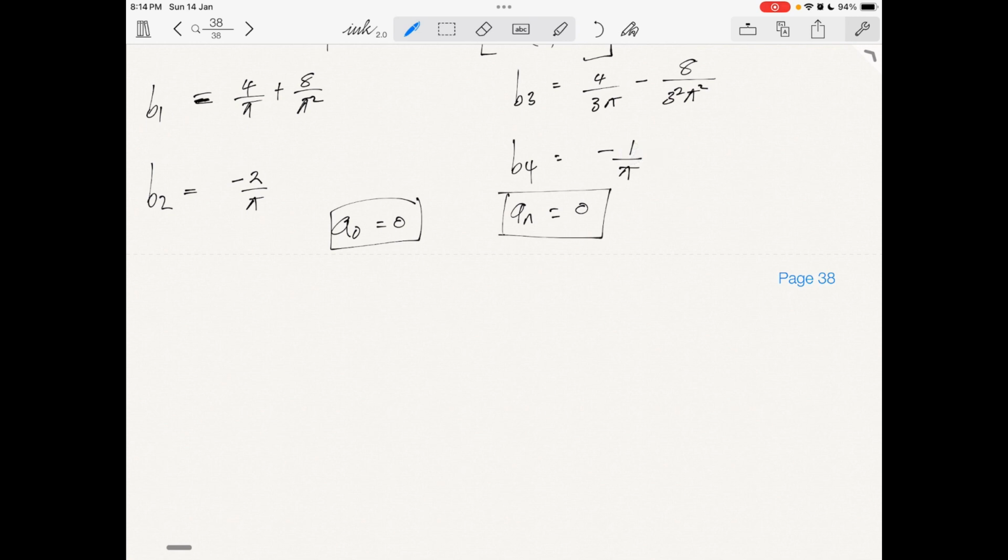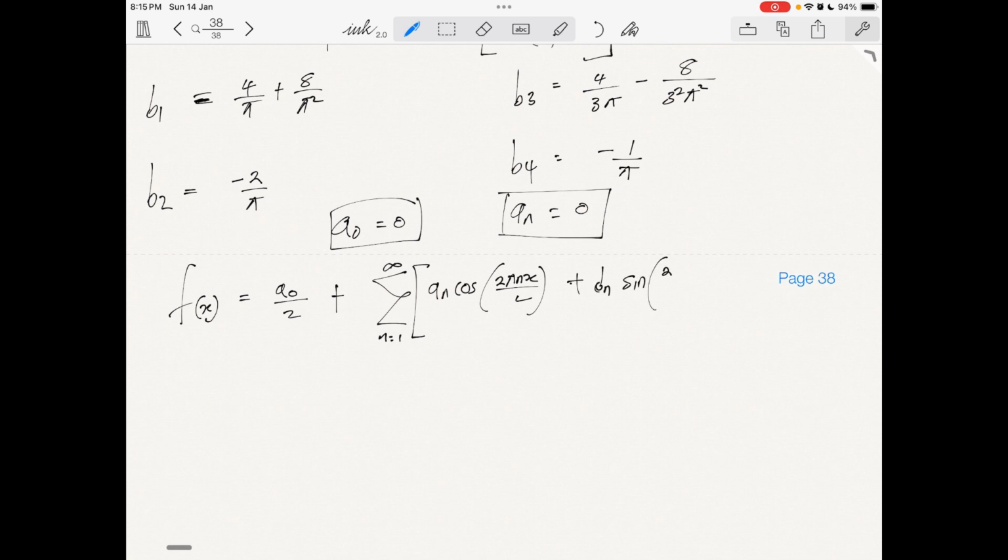Okay, and then our formula for f of x that we have from the beginning of Fourier series over any range is that f of x is equal to a naught over 2 plus summation of n is equal to 1 to infinity of an cos 2 pi nx over L plus bn sine 2 pi nx over L. Now, with this done, we know that a naught is 0, so this term is 0, and an is 0, definitely this term is 0. So our f of x is equal to summation of n is equal to 1 to infinity of bn sine 2 pi nx over L.